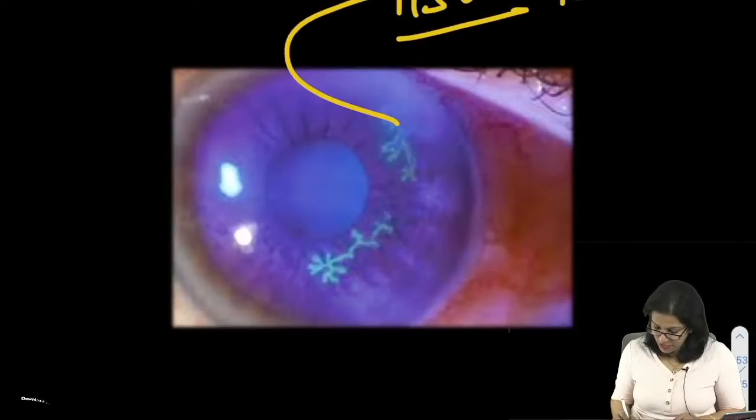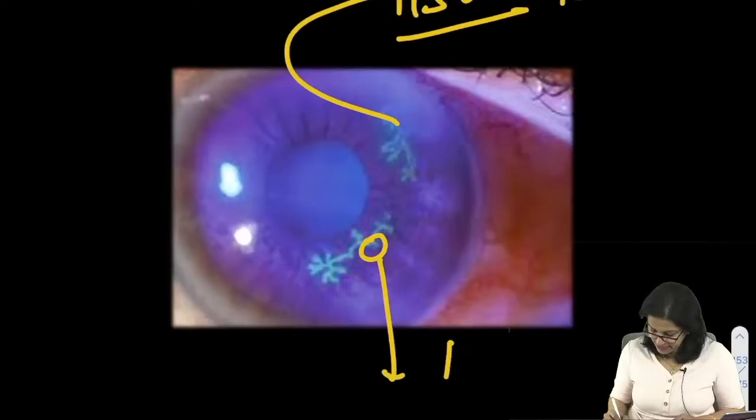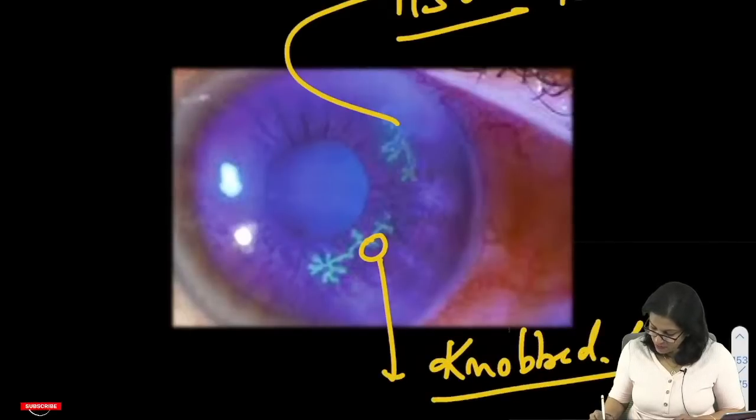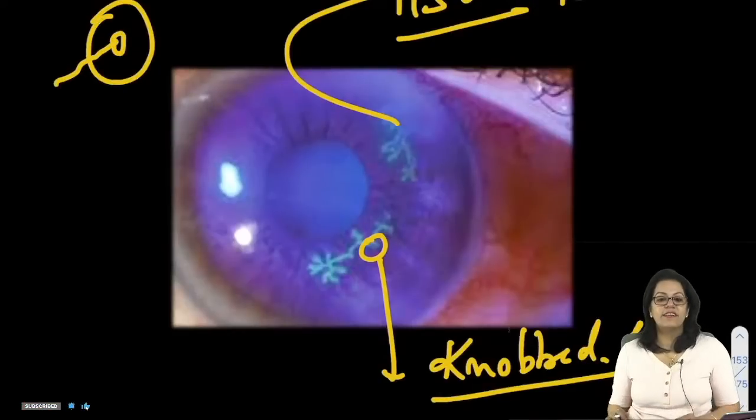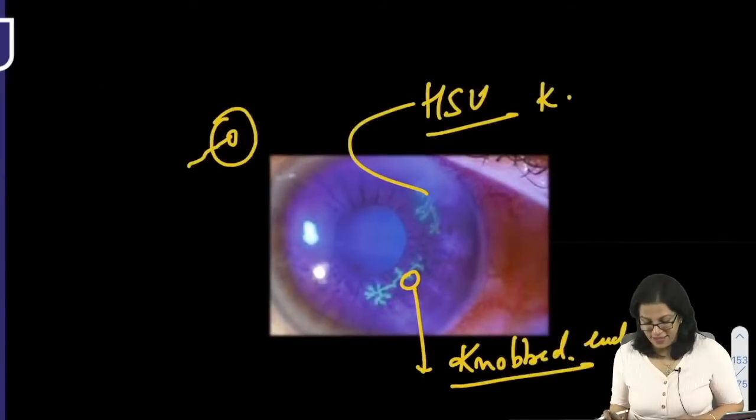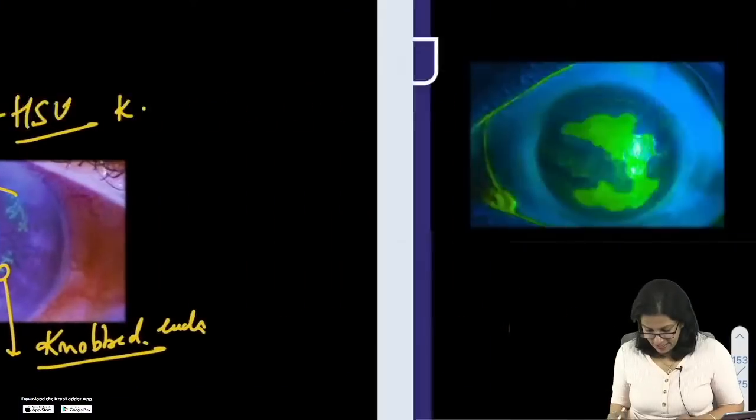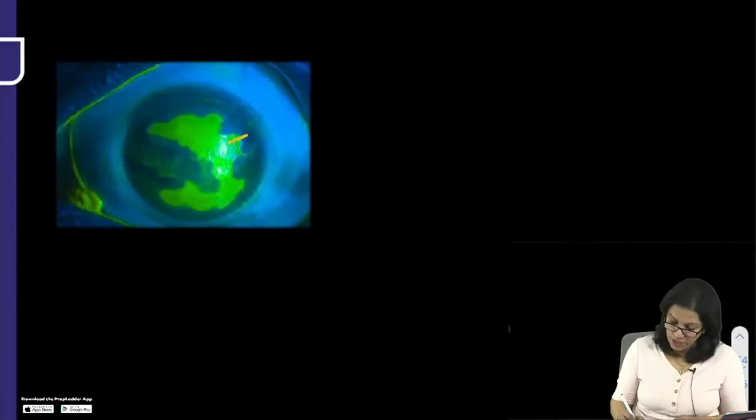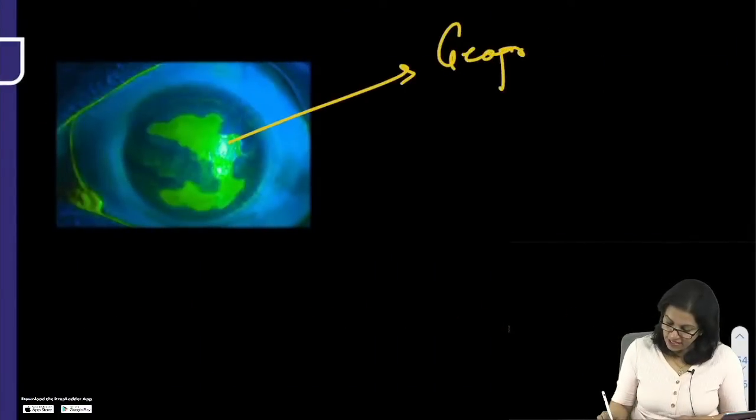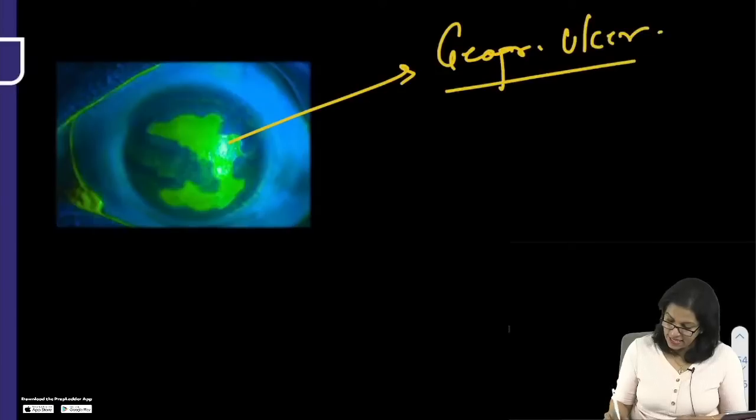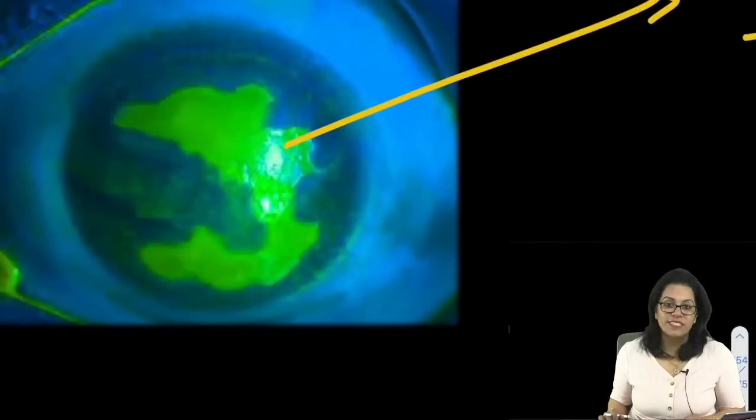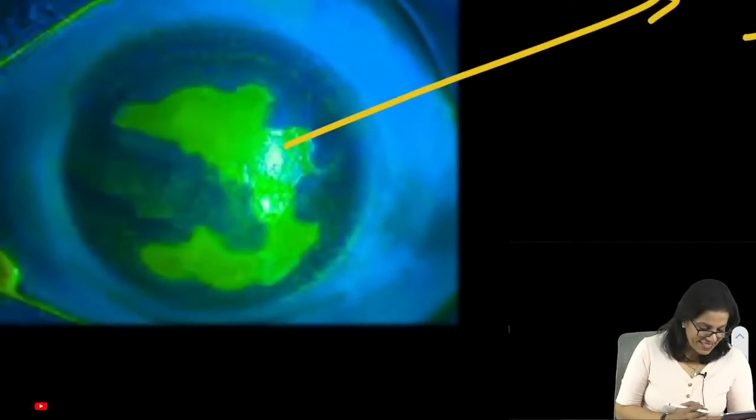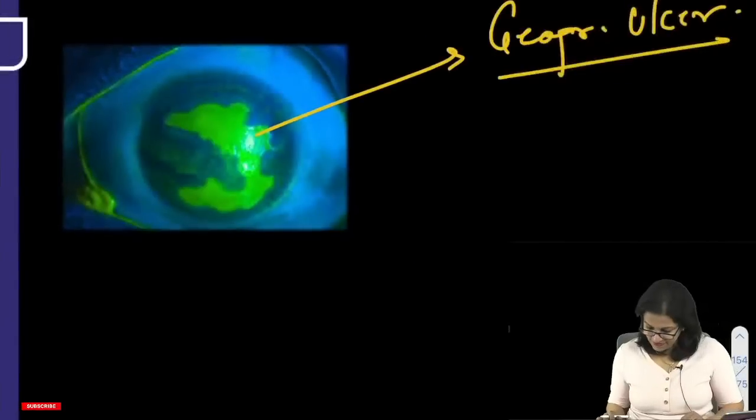And very important, if you see knobbed ends, this is asked. So you will say it is a dendritic ulcer only when there are knobbed ends like this, right? So this is your dendritic ulcer with knobbed ends. And when it progresses further, it can lead to a geographical ulcer. In simplex, if we have by mistake given steroids, it can lead to this. So this one is your geographical ulcer.